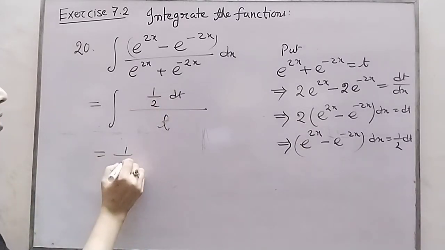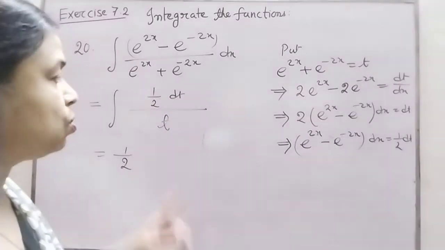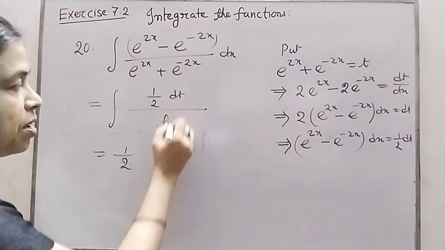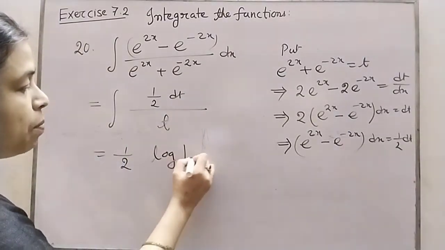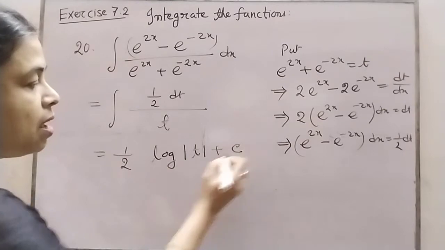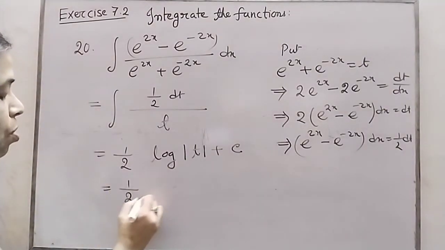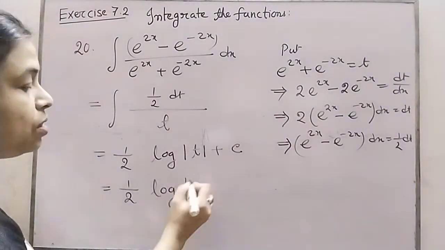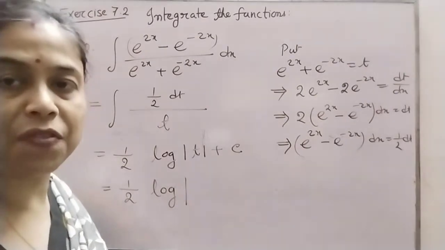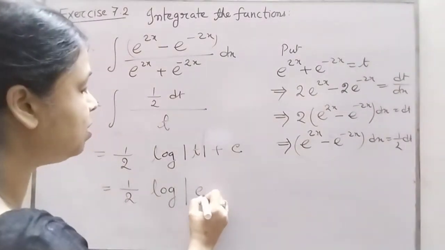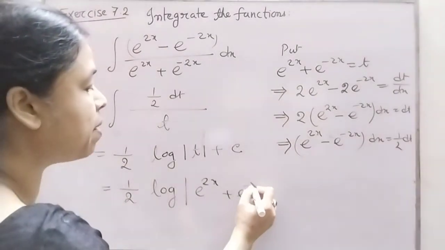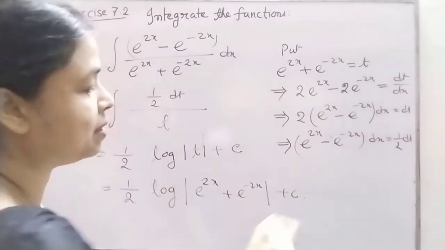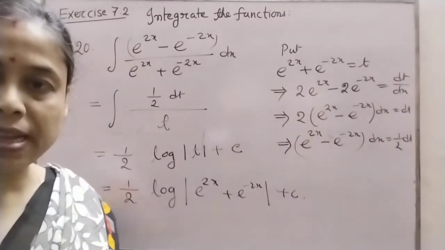It's converted to be similar to the last question, is it not? So taking half common, dt by t. The integral of dt by t is log of modulus of t plus c. Then change your t. Don't forget to lastly change in terms of the original given variable. So t means e to the power twice x plus e to the power minus twice x plus c. Hope you understand the solution.